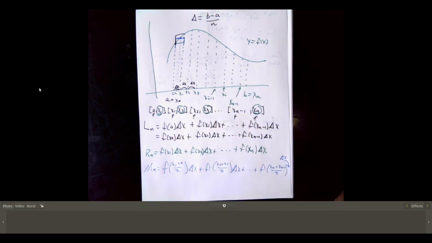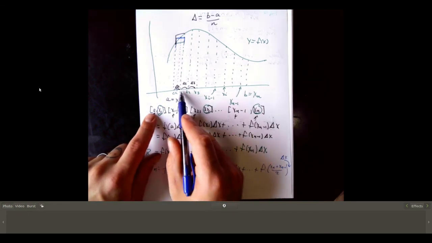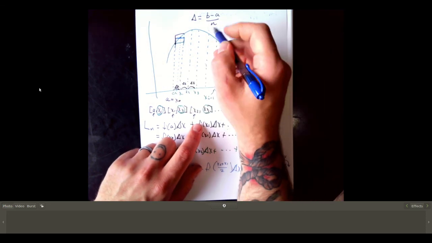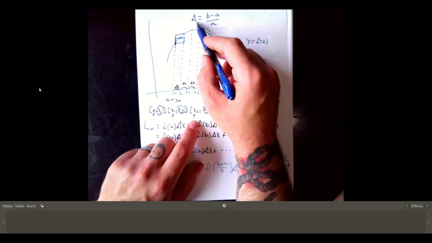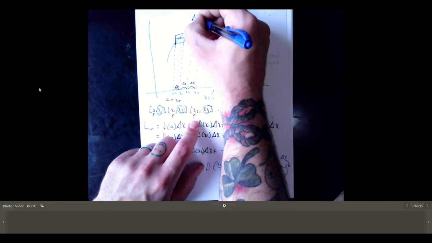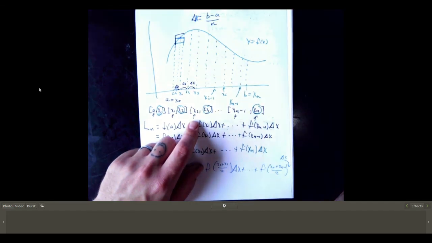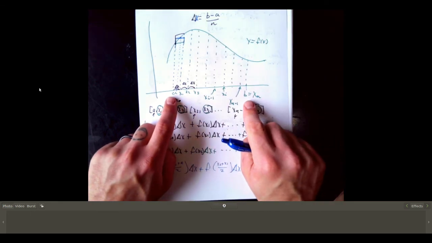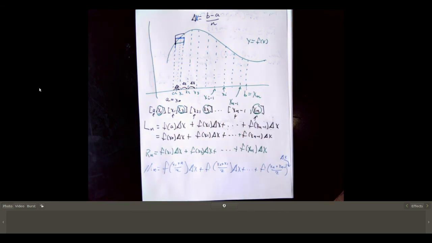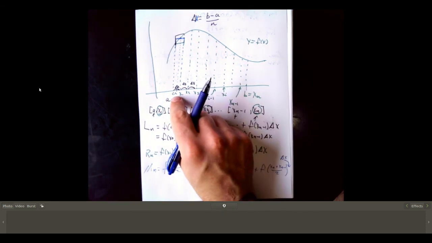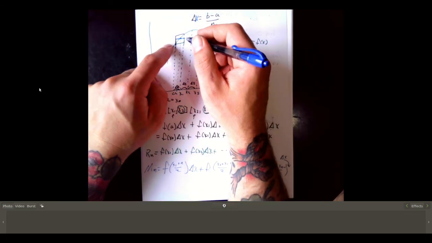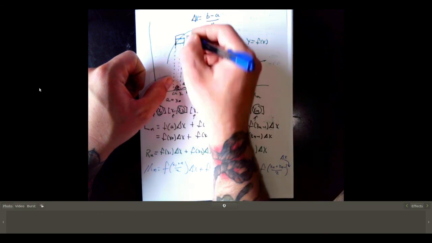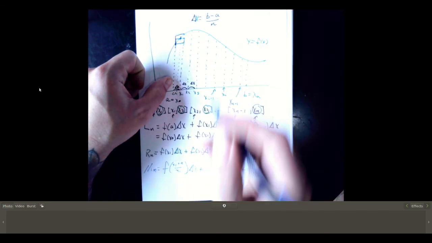So, left endpoints, we're breaking these up into, well, let me back up. We break this interval up into n chunks. Each one of these chunks is going to have a width of delta x. Not just delta, delta x. Delta x is going to be the difference in the endpoints divided by n. Okay, so now we're either going to approximate the area of this region with a left endpoint, a right endpoint, or a midpoint.